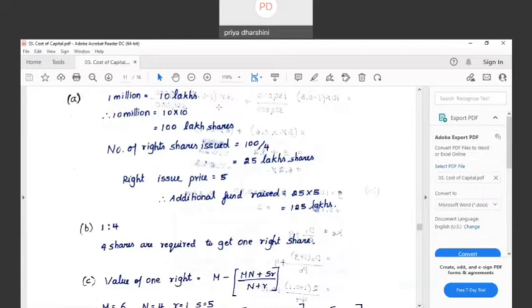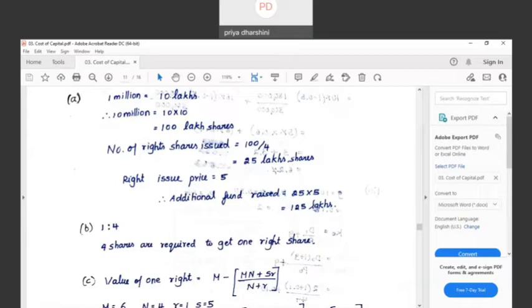Sum number 20, illustration 20, Bombay Cotton Mills Limited. They have told their company is already having 10 million shares. How much is 10 million? It is 100 lakh shares. 1 million is 10 lakhs, which means 10 million is 100 lakh shares. For this 100 lakh shares, how much is the rights issue going to be? They say one new share for every 4 shares held. So 100 lakhs divided by 4, 25 lakh shares will be issued by rights.